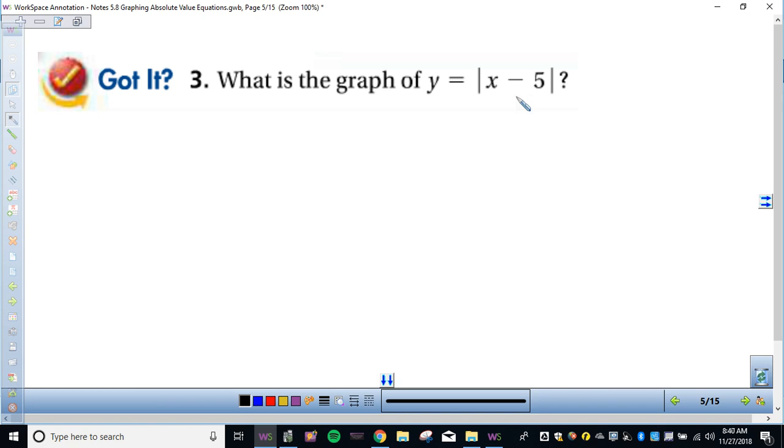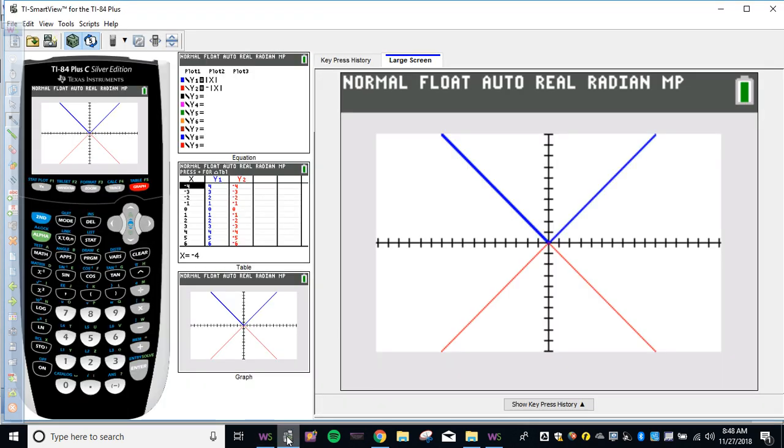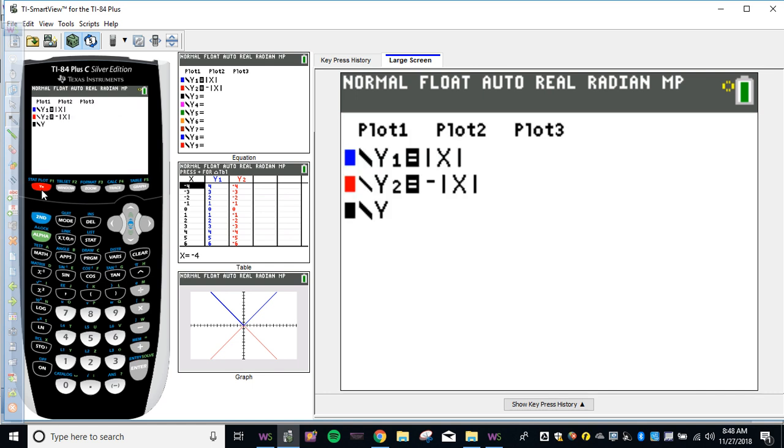You're going to flip the sign. So if this is plus, then it's going to go where? Left or right? It goes left if it's plus. If it's minus, it goes right. I'm going to show you on the graphing calculator here.